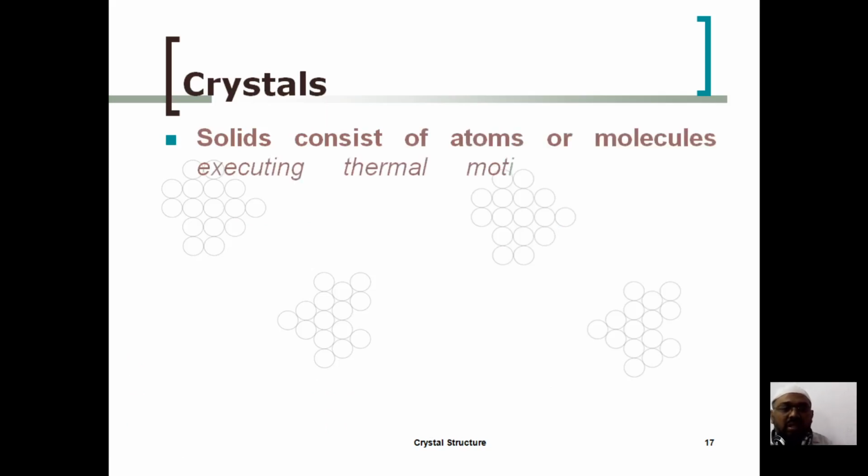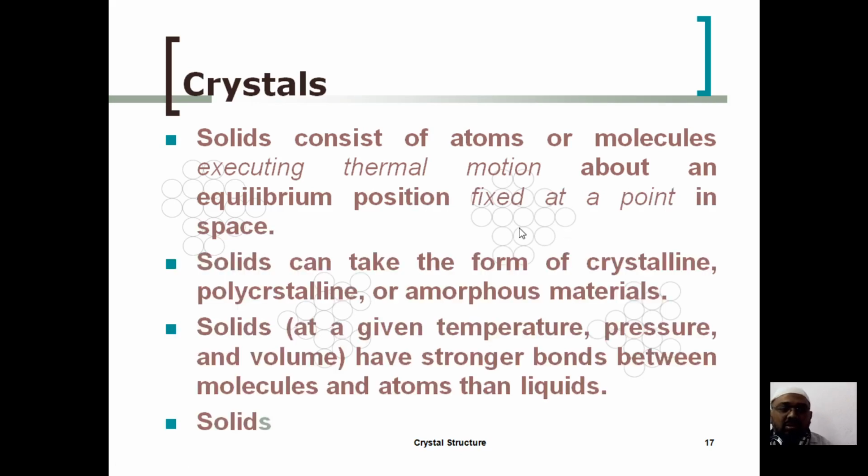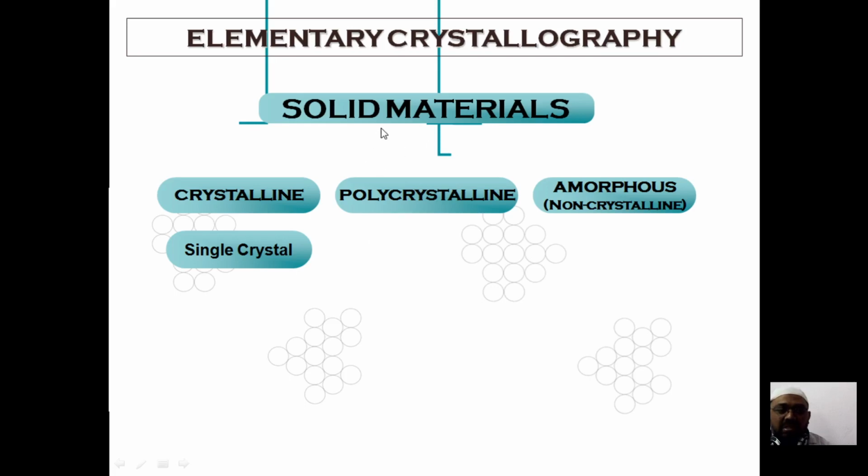You already know that a solid consists of atoms, molecules or ions, which are moving about their equilibrium position. Now the solid can be classified into three important categories: crystalline solids, polycrystalline solids, and the next one, amorphous solids, right? Here you can see that solid materials have been classified into crystalline, polycrystalline and amorphous.